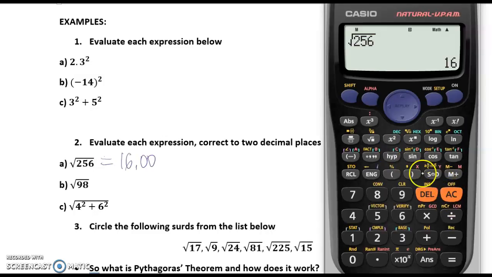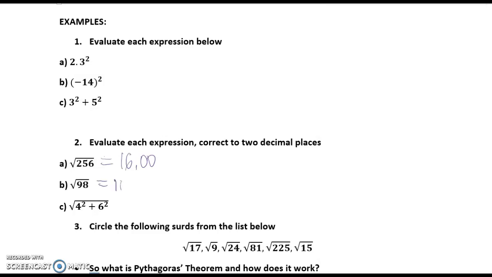Square root of 98, this is not going to be a simple one. So square root of 98 is going to be 9.899, but they want 2 decimal places. So I've got to think about what that means on my calculator. I can't make it 9.1, that won't make sense. So again, I'm going to round this up to 10.00.